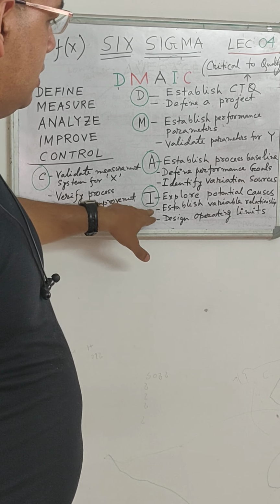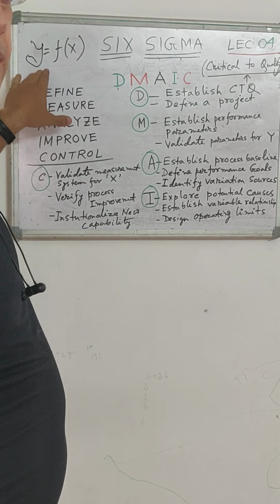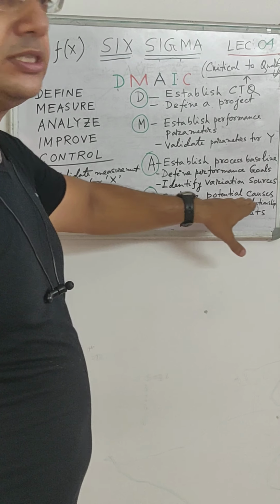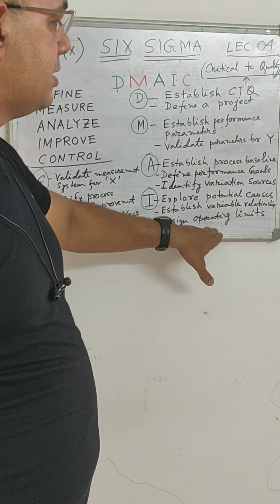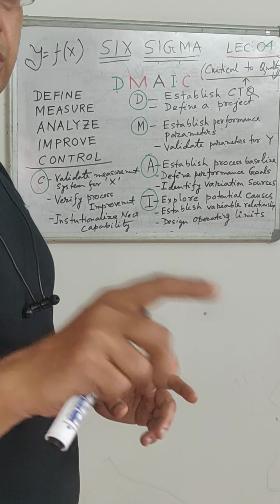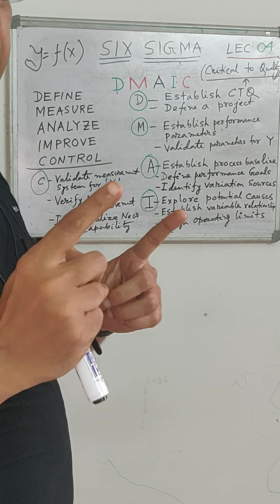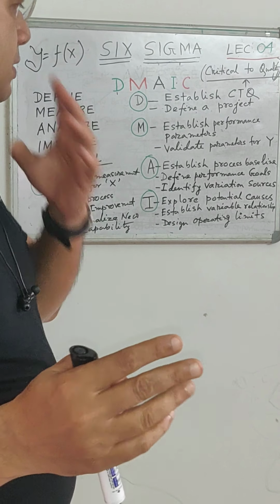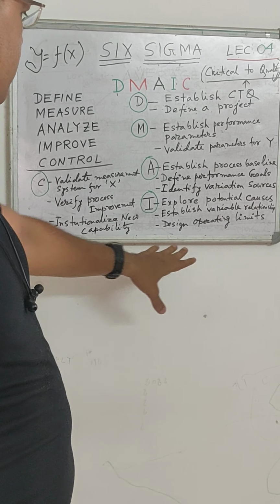Then Improve. When the process is established, we know X, we know Y, and how to vary. In Improve, we explore potential causes, and then establish various relationships. Then design operating limits. Like there is X1, X2, X3, so many parameters. What will be the range of X1? What will be the range of X2? Between which range should X1 vary? What is the lower limit and the upper limit? That we have to define in the improve phase. And finally improvement is done.